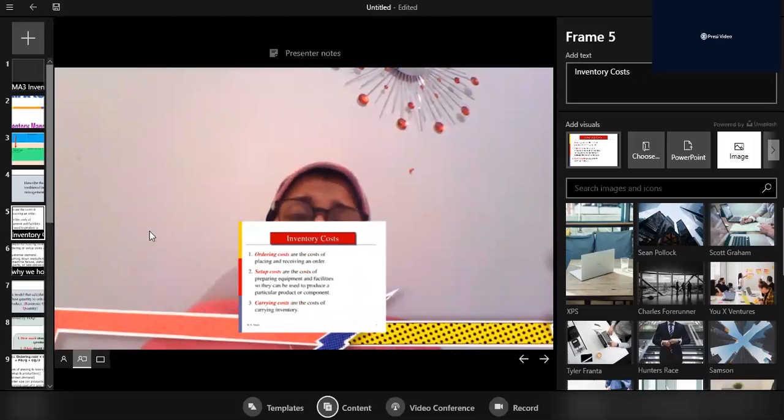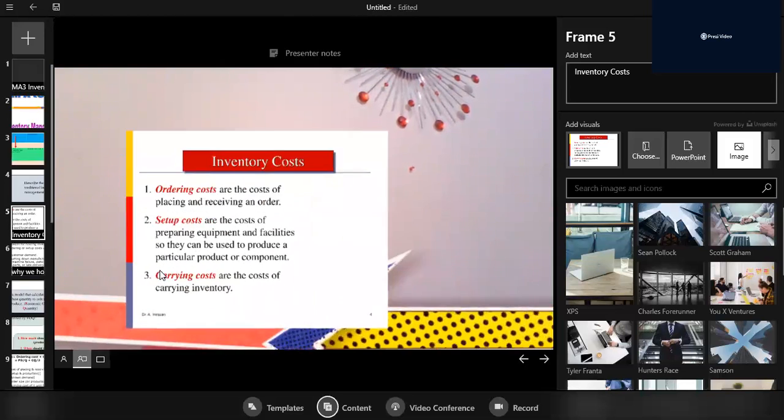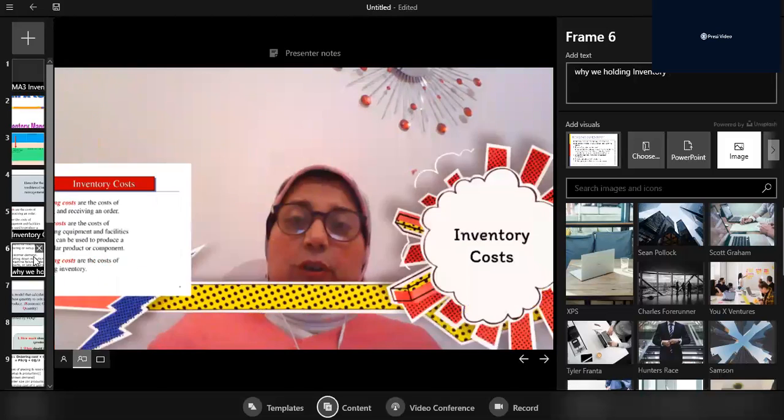So basically, according to the inventory management model, companies have to classify inventory cost into three categories: ordering cost, setup cost, and carrying cost. Ordering costs are the cost of placing and receiving an order. Setup costs are the cost of preparing equipment and facilities so they can be used to produce a particular product. Carrying costs are the cost of carrying inventory.